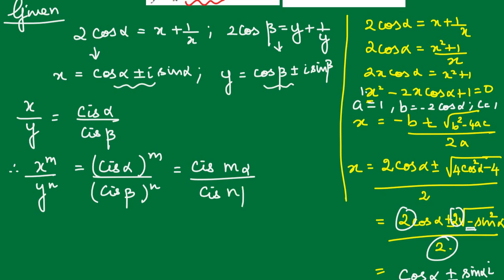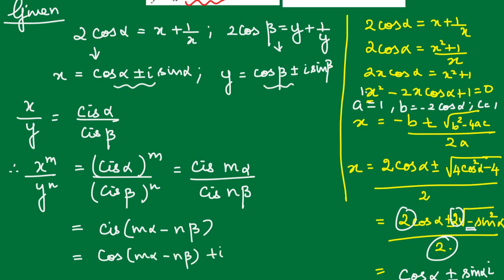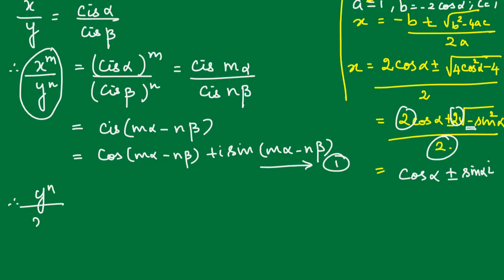Now we know that the argument of z1 by z2 can be written as the argument of z1 minus z2. Therefore, cis of (mα − nβ). This is nothing but equal to cos(mα − nβ) plus i sin(mα − nβ). This is equation number 1. Now y^n/x^m is the reciprocal of this equation. This is equal to cos(mα − nβ) minus i sin(mα − nβ).